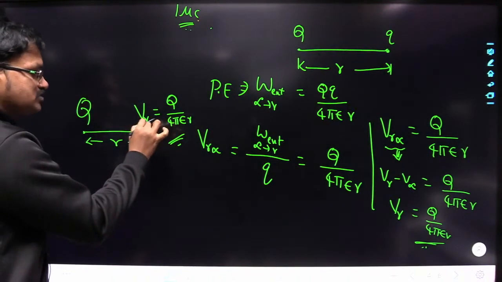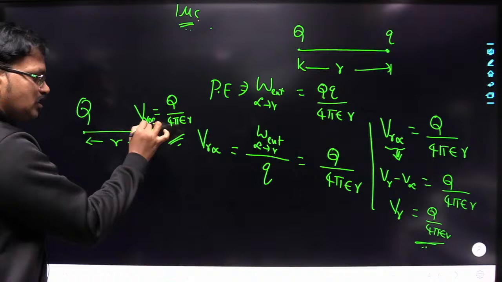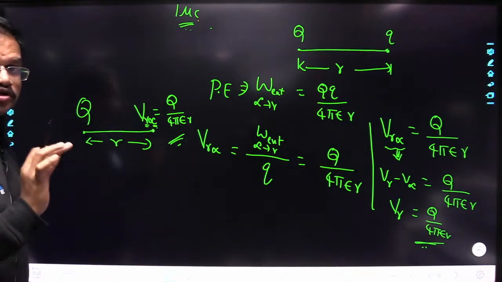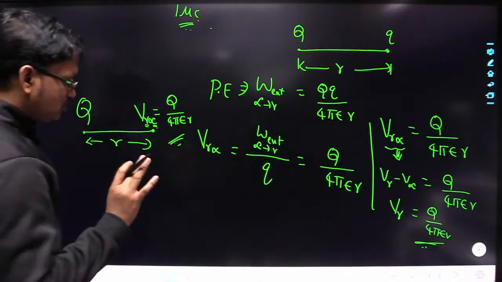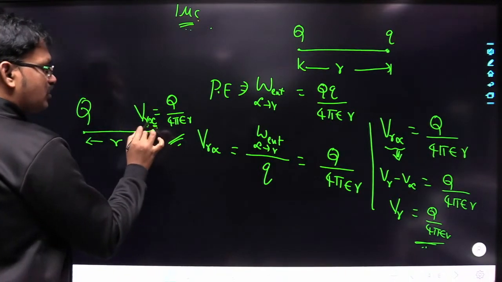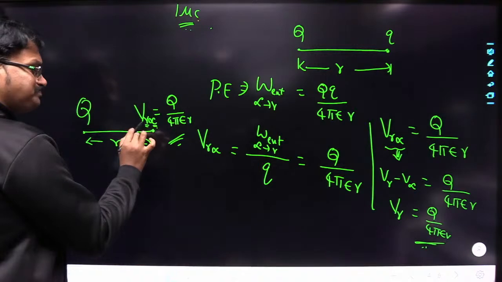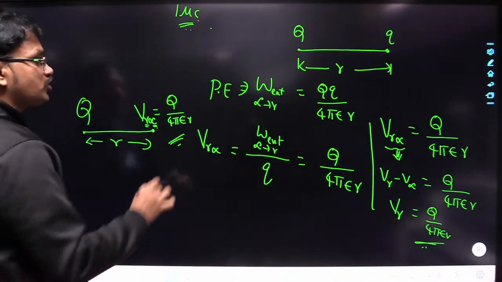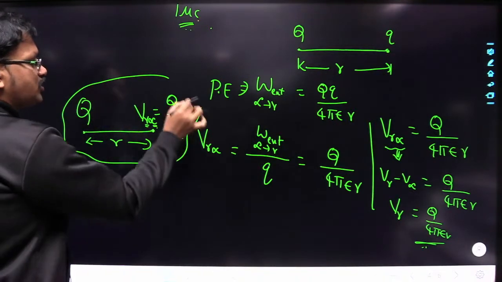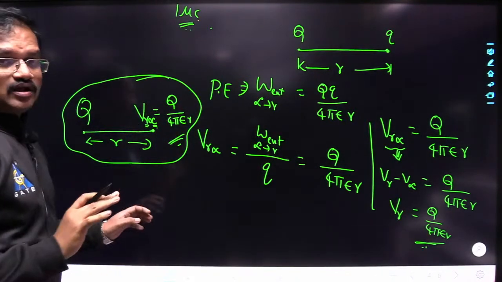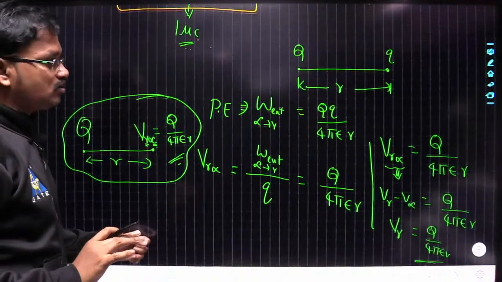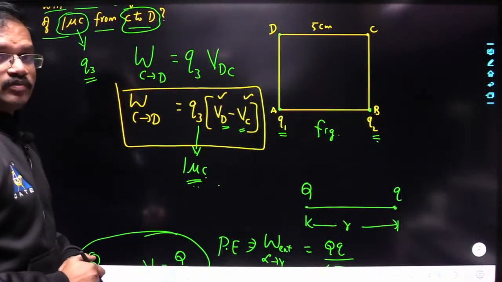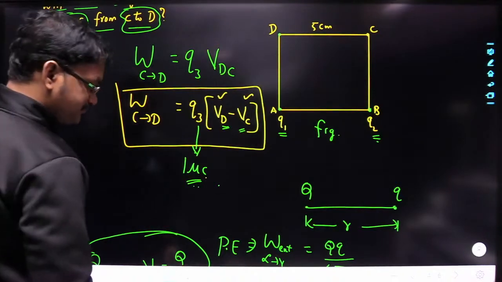So always you have to consider the potential at R with respect to infinity. You should not forget this. Whether I write infinity or not, you have to understand that it is the potential at R with respect to infinity. So due to a point charge, the potential you got here is Q by 4 pi epsilon R. Now I think you can easily solve this problem.